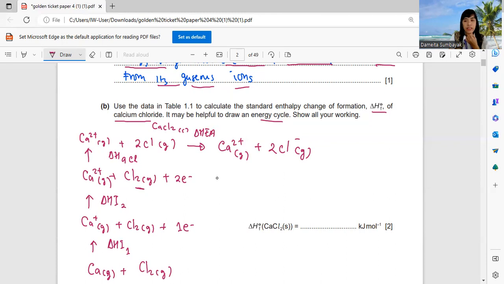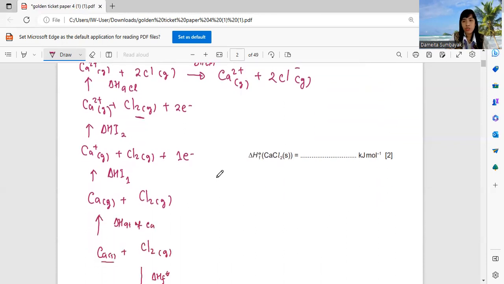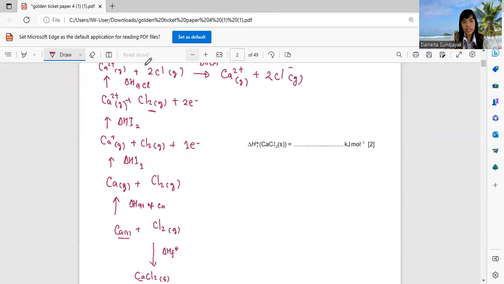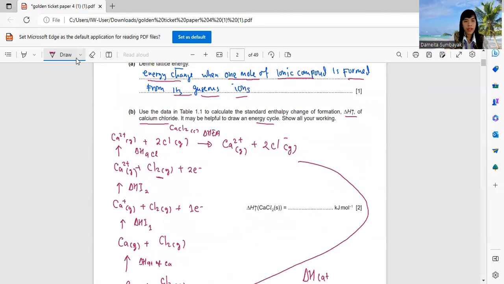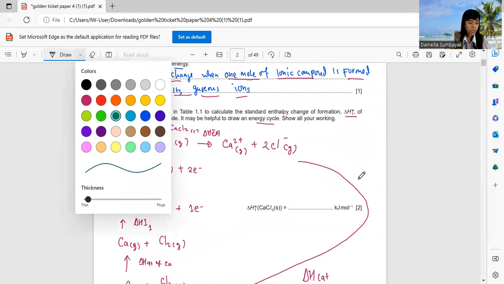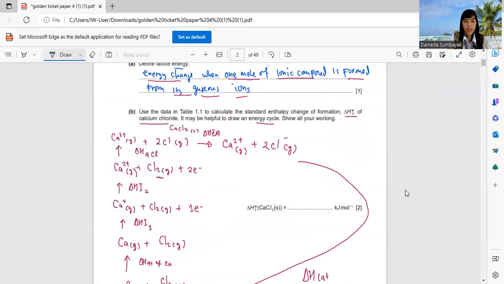All right, until here, since we have obtained two ions in gas form, Ca2+ plus 2Cl-, we can then obtain the ionic compound CaCl2. We call this delta H lattice. I want to give you a note here: because there are two atoms, you need to multiply by 2. Anyway, then you can substitute the numbers.